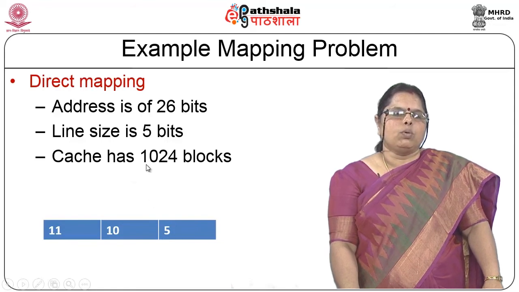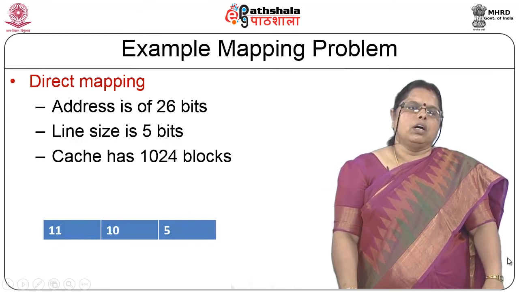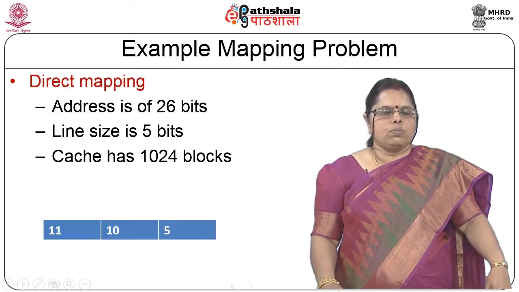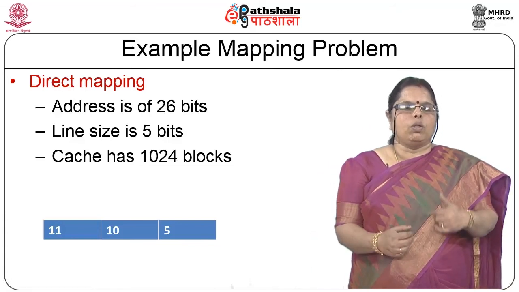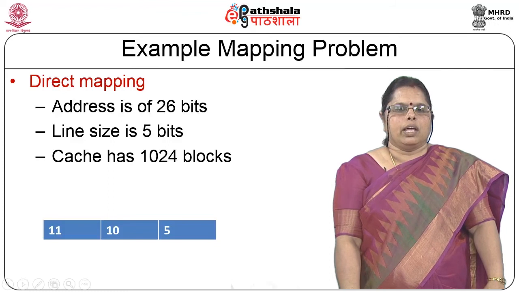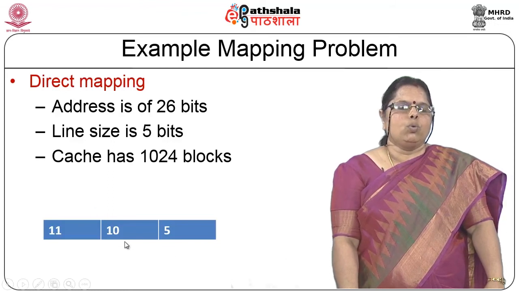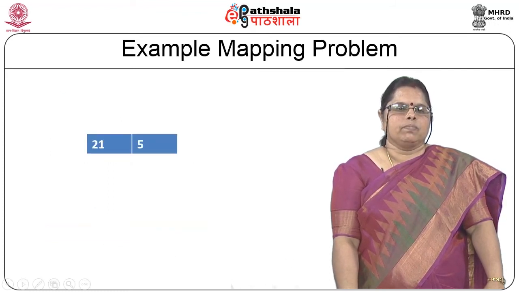Because you are talking about 1024 blocks, you have a 10-bit field for the index field, and the remaining part, 15 bits, goes for your index field and the block offset field. So, the remaining 11 bits of your 26 bits will form the tag field, which means 2 power 11 blocks will map on to the same block in cache, and there are 2 power 10 blocks in cache.